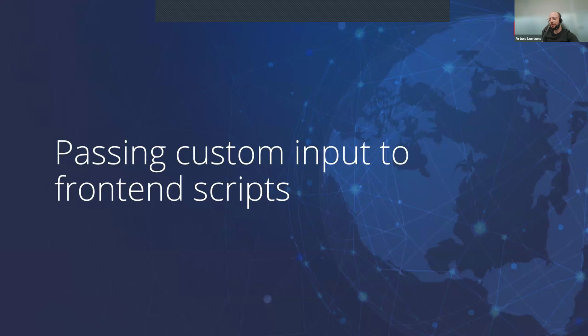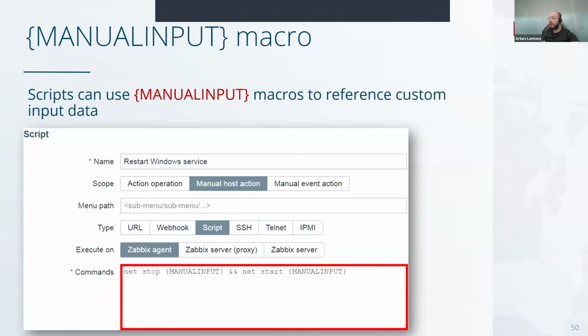Next up, a small feature, but once again, I think it enables a variety of new use cases. You could use Zabbix to do some configuration management before 7.0, but the scripts that you configured, for example, manual host actions over here, were static, meaning you couldn't provide custom input. You had a script, you could click on a host and execute the script. That was it. Now we've introduced a manual input macro that can be replaced with custom input.